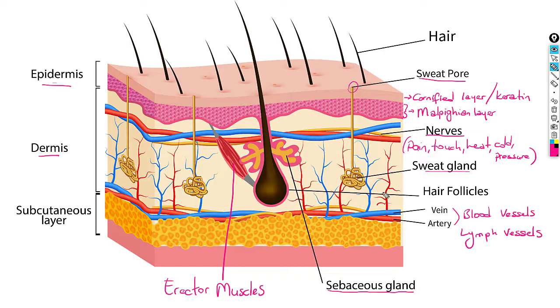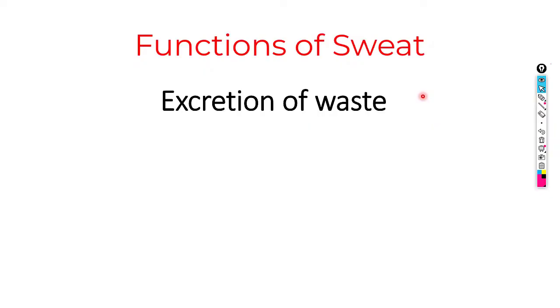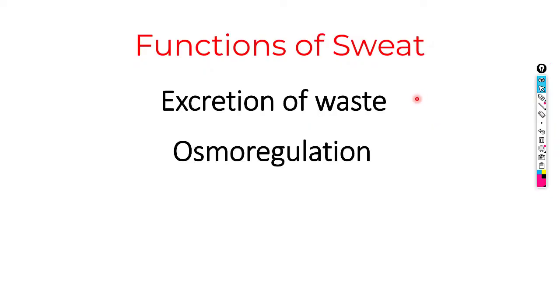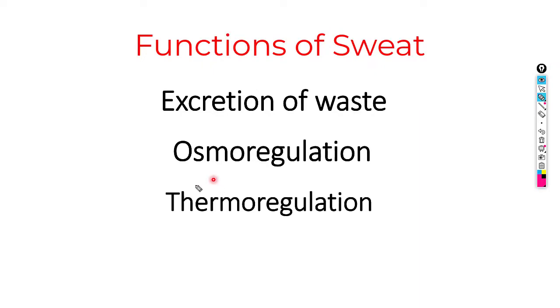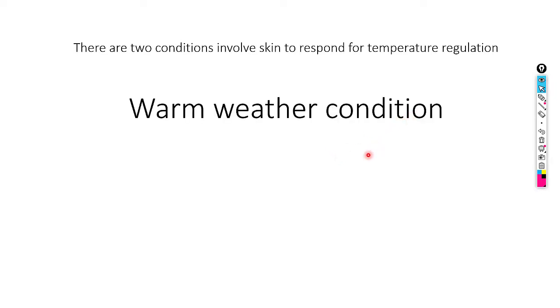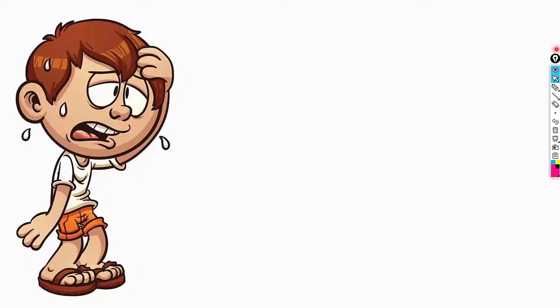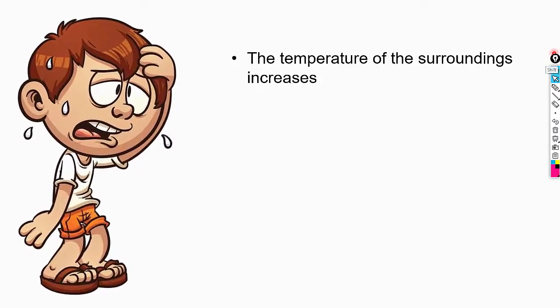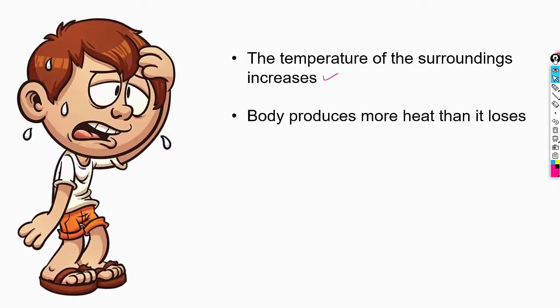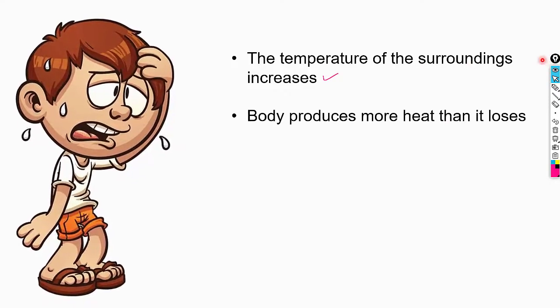The functions of sweat are listed as excretion of waste, osmoregulation, and thermoregulation. And this will be the main point of this video today. Now there are two conditions in which the skin responds for temperature regulation: warm weather condition and cold weather condition. In warm weather conditions, the temperature of the surroundings increases. The body produces more heat than it loses.